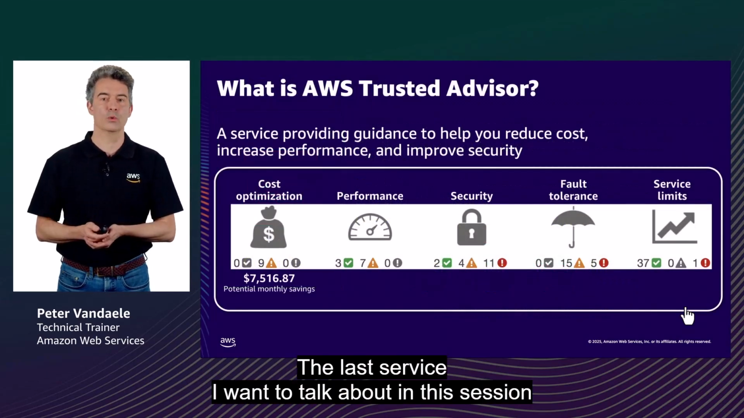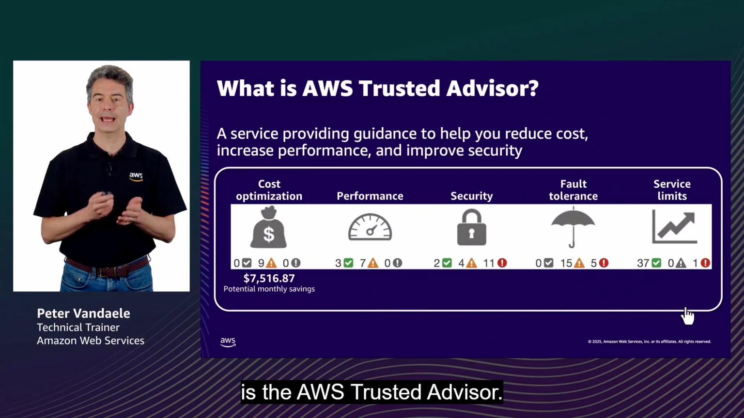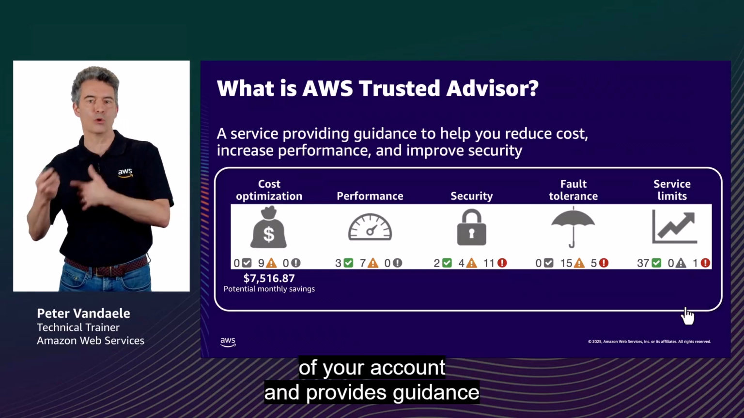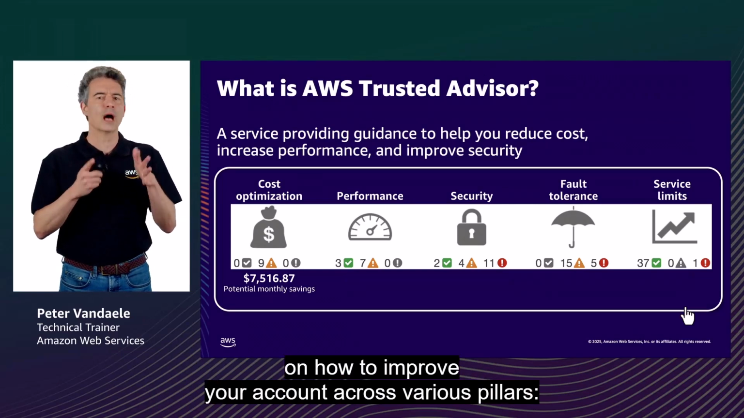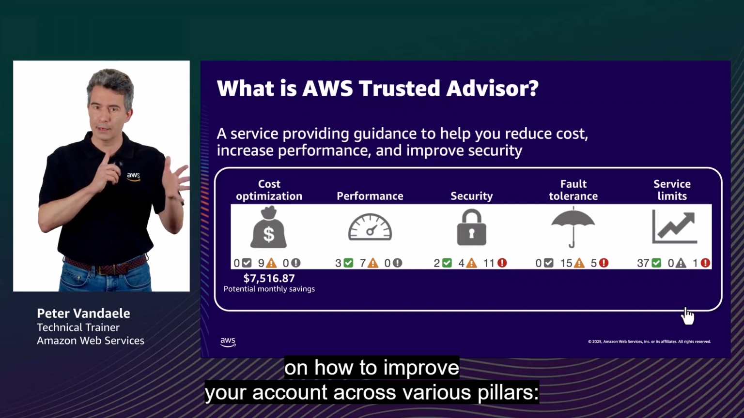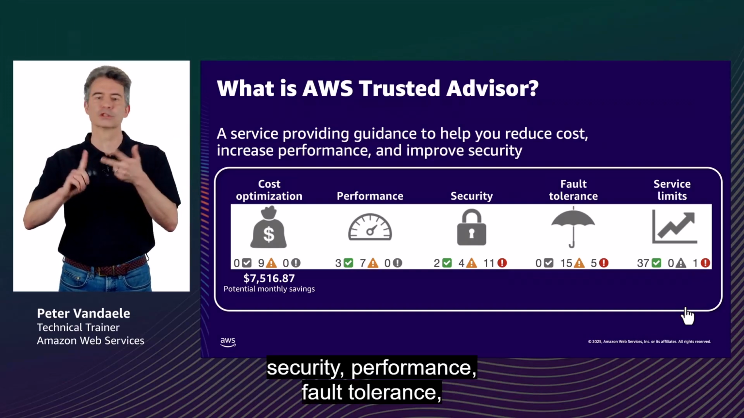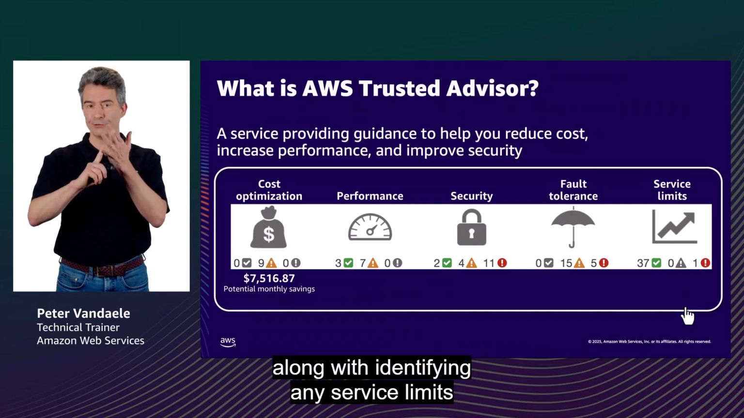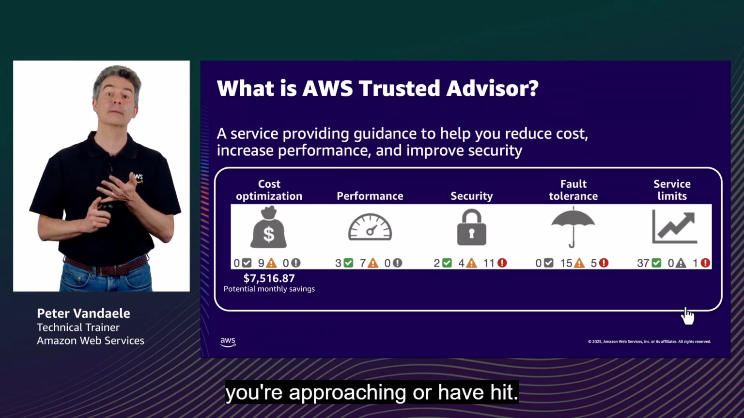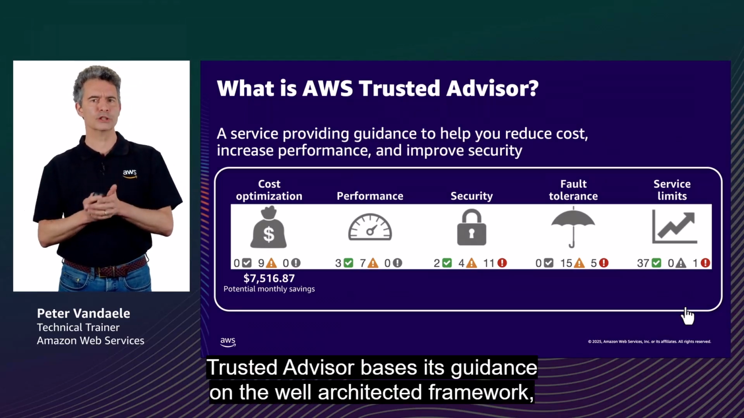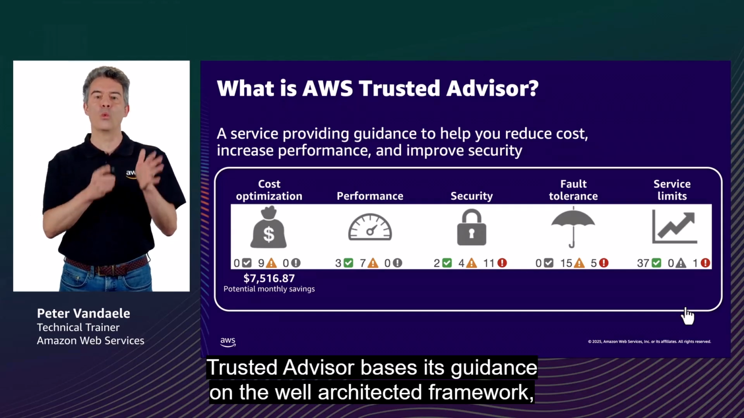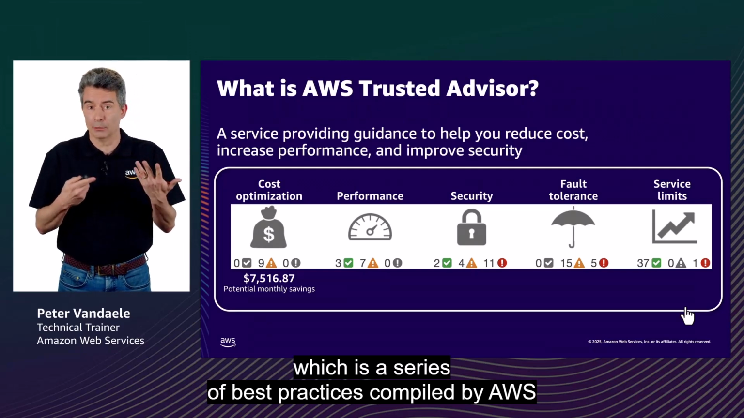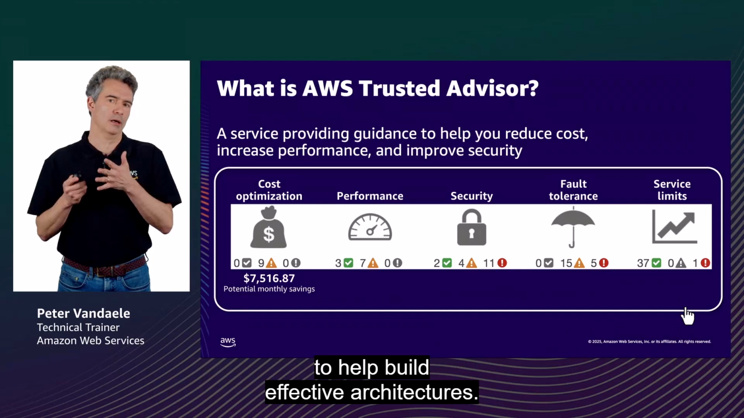The last service I want to talk about in this session is the AWS Trusted Advisor. Trusted Advisor is a tool that sits in the background of your account and provides guidance on how to improve your account across various pillars: security, performance, fault tolerance, and cost optimization, along with identifying any service limits you're approaching or have hit. Trusted Advisor bases its guidance on the Well-Architected Framework, which is a series of best practices compiled by AWS to help build effective architectures.